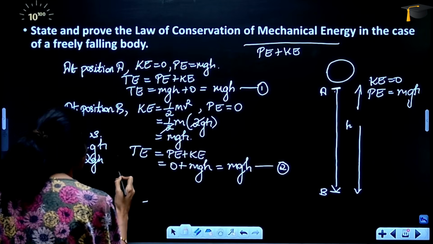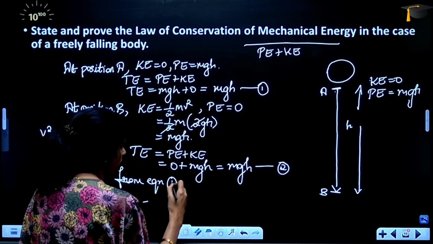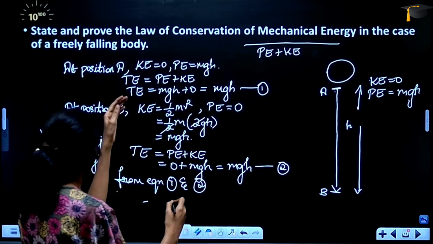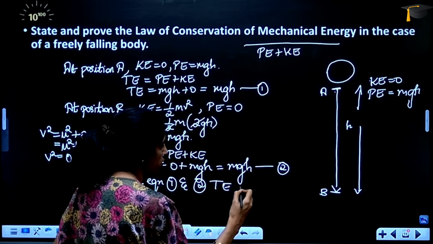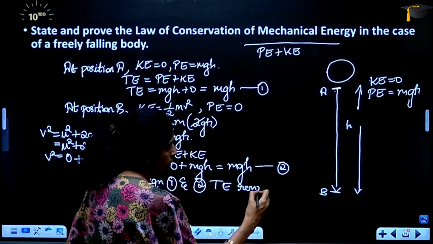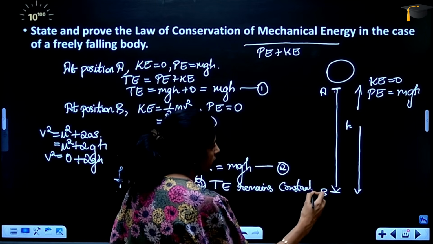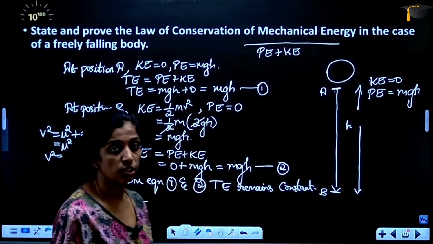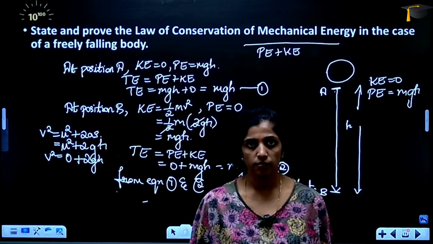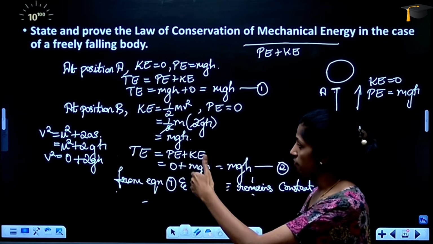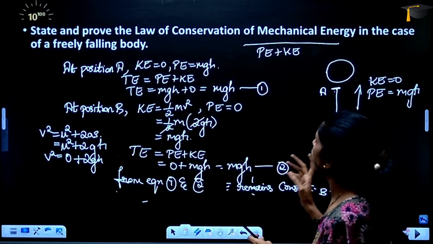So from equation 1 and 2, we can say that the total energy remains constant. Can you see that 1 and 2 both are having mgh, right? So the total energy remains constant throughout the motion. So hence we are proving that mechanical energy is conserved even in case of freely falling bodies. You just have to show that both the equations have the same mgh. Okay. Hence, we have proved this.